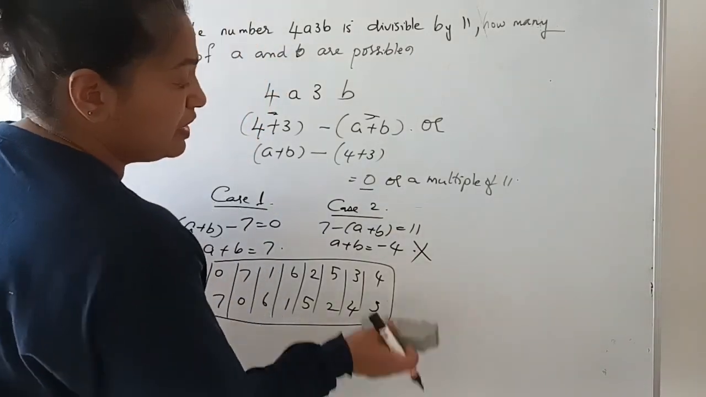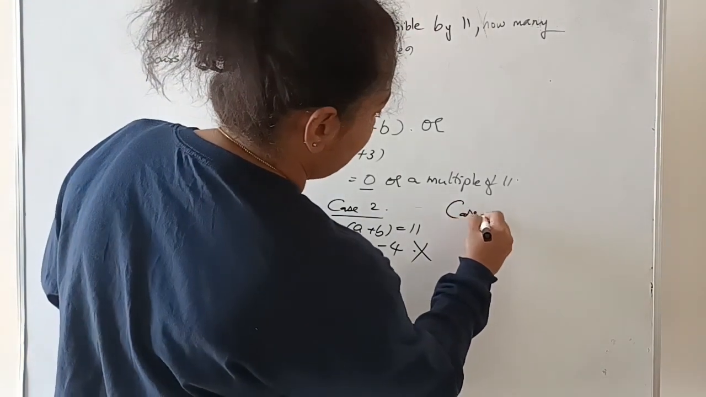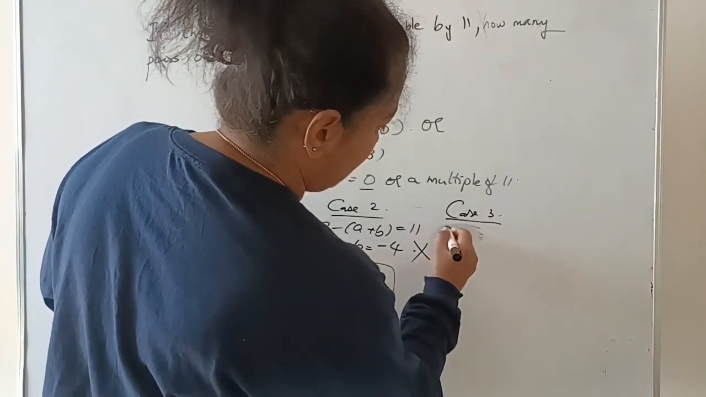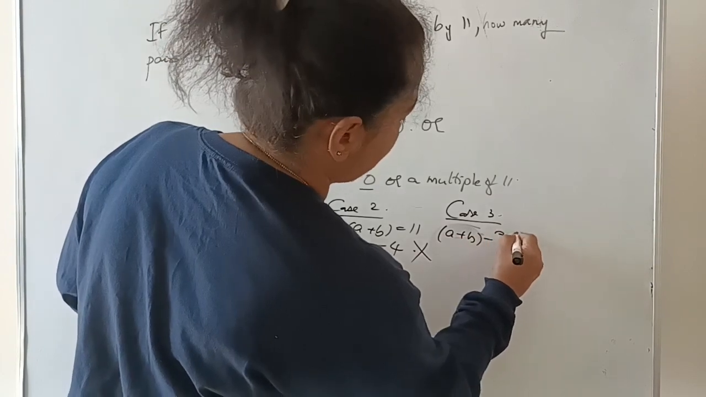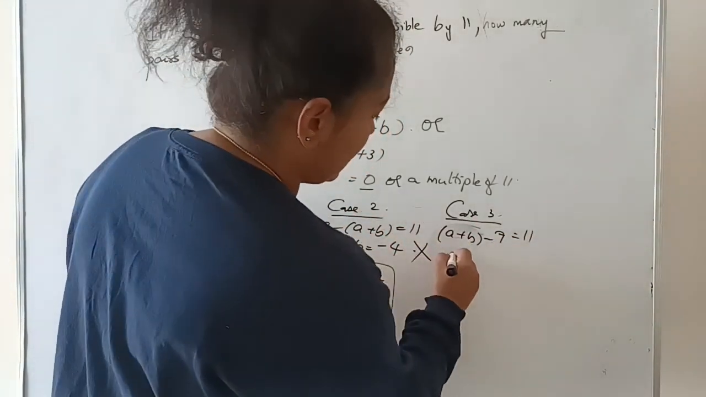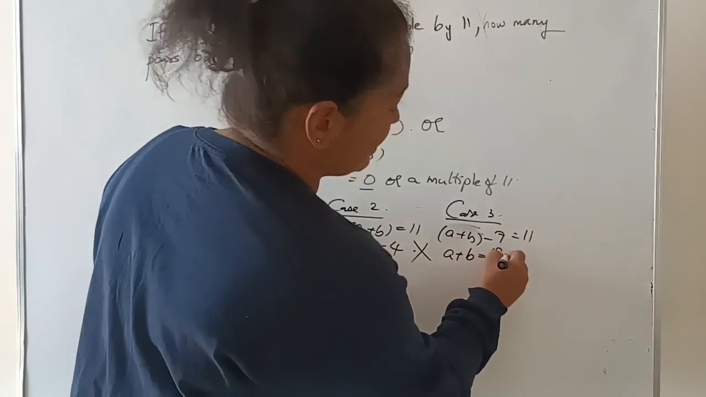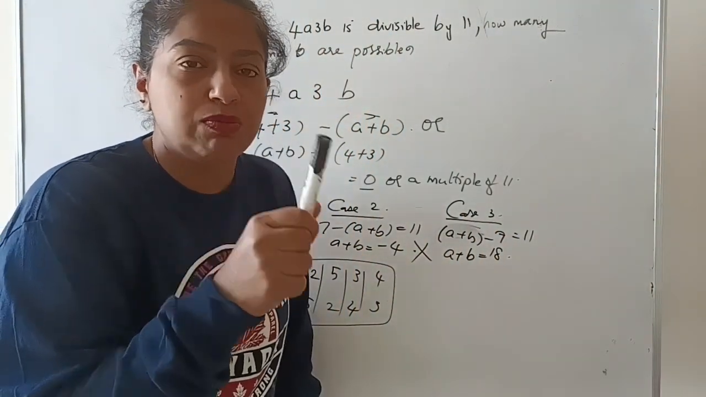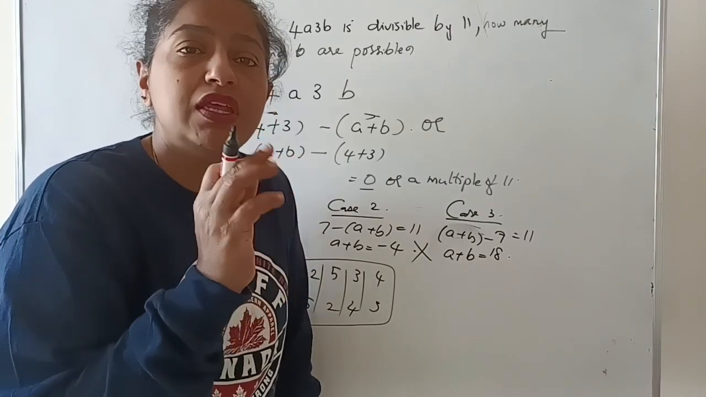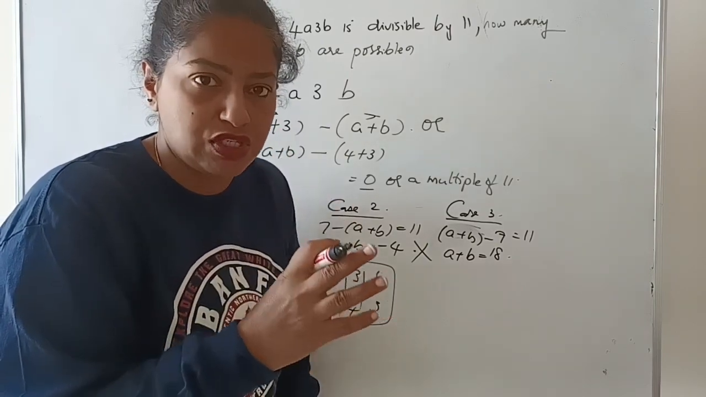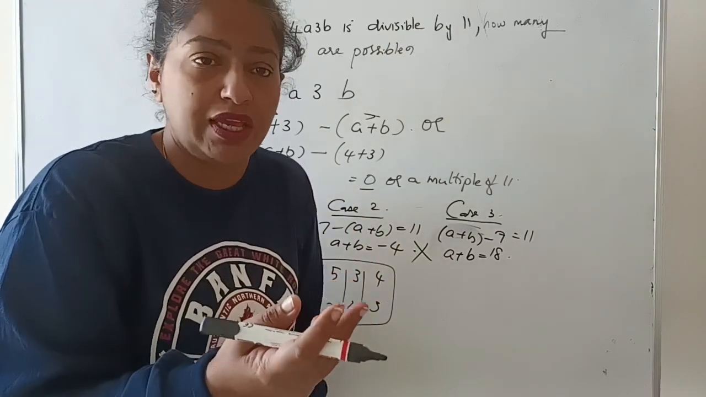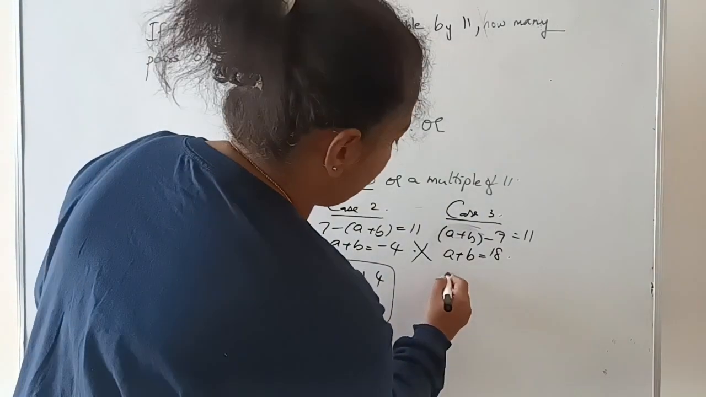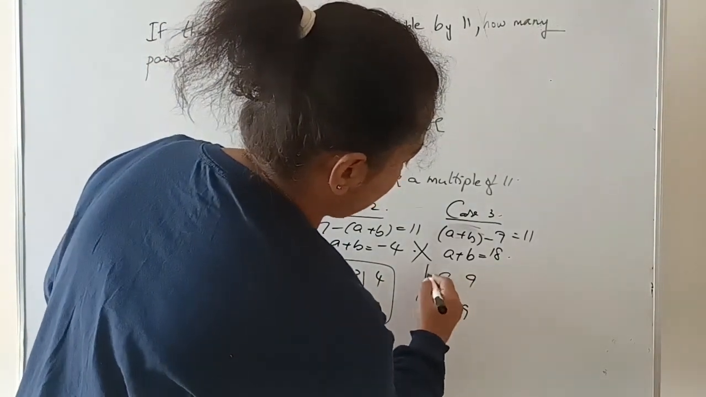Now, let me look at the next condition, case 3, where a plus b minus 7 is equal to 11, or I can say that a plus b is equal to 18. This particular value of a plus b equal to 18 is only possible if both a and b are equal to 9. No other value is possible because if you take any other value for a, then b will become a 2-digit number. So, I have a and b both equal to 9.